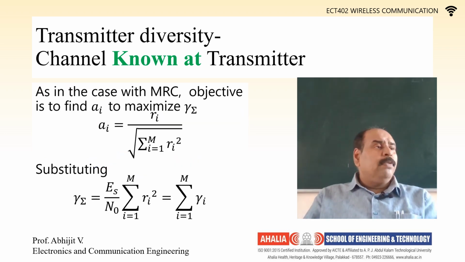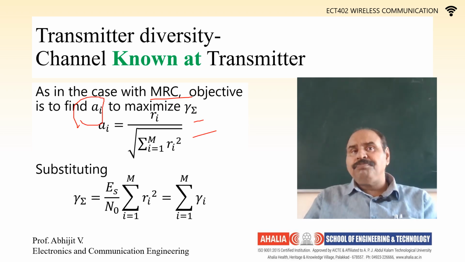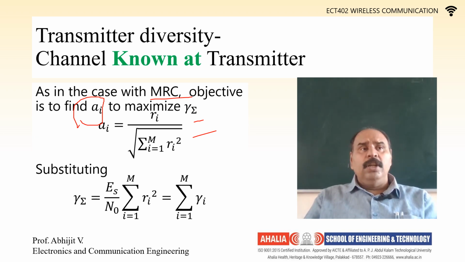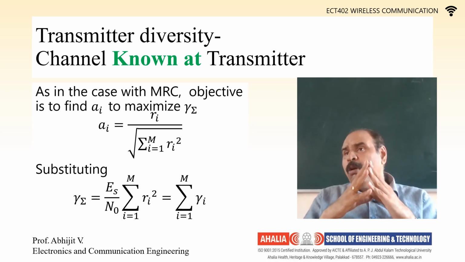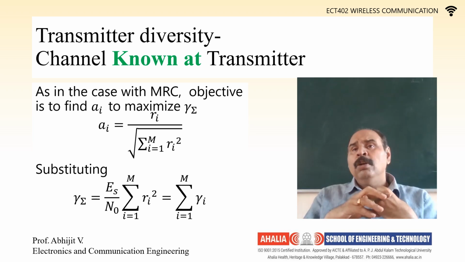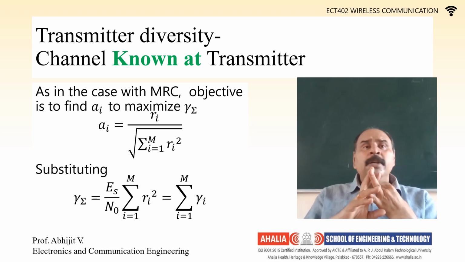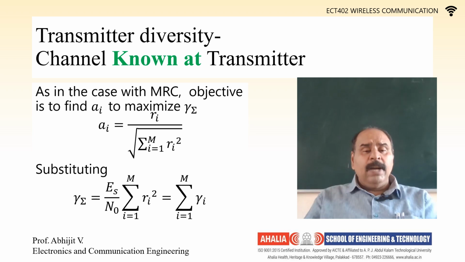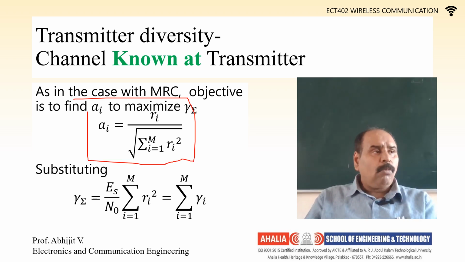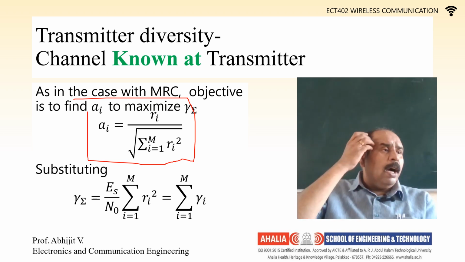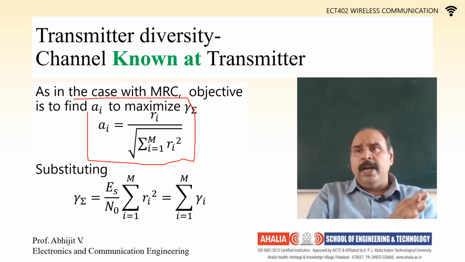Now, like what we have done for MRC, maximal ratio combining, we have to find the value of Ai so that we get the maximum combiner signal to noise ratio, denoted by gamma sigma. For that, like what we have done previously, we can do two things: one is by the Cauchy-Schwarz inequality or by partial differentiation. Using that method, if we solve for Ai, we'll get the value of Ai to be Ri by root of summation I equal to 1 to m Ri square.